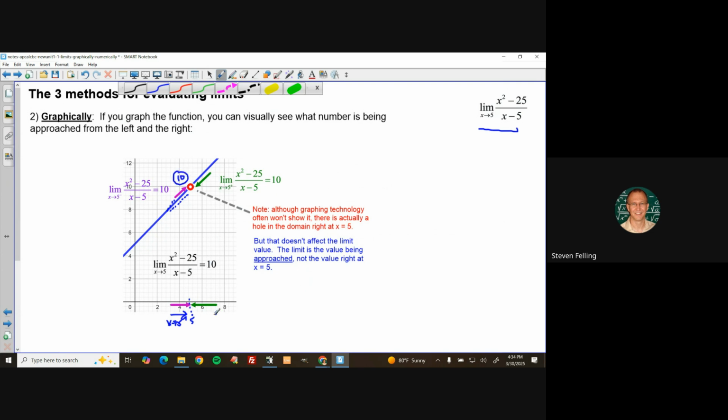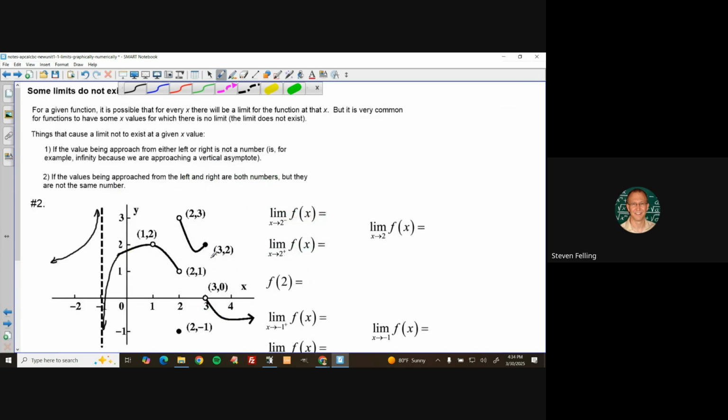And as x approaches 5 from the right, these numbers are starting above 10, but they're moving closer and closer to the number 10. And since these two arrows are kind of touching each other right here at 10, that means that the limit, not specifying a direction, just the limit itself, is 10. So graphically, if you have a graph, you can just visually see as long as from the left and the right you're approaching the same place on the graph, that is the limit. Okay, so that's the second way to evaluate if you have a graph.